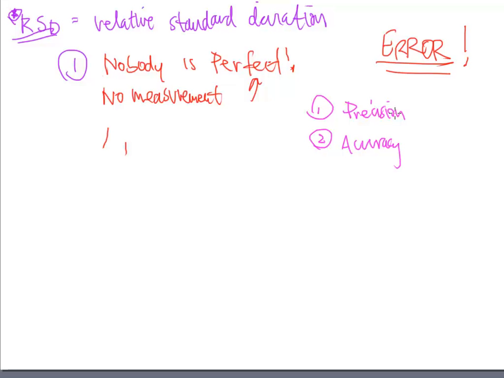Okay, so precision and accuracy. Let's define these two terms. Accuracy is how close you are to the true value. That's what accuracy means. So I have this sample. I know what the concentration's supposed to be. When I do my test, how close is it to that number? That's accuracy.